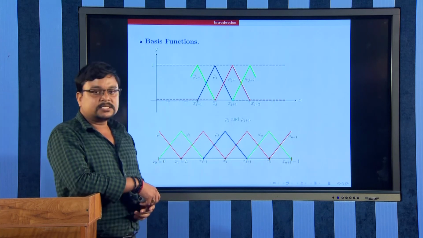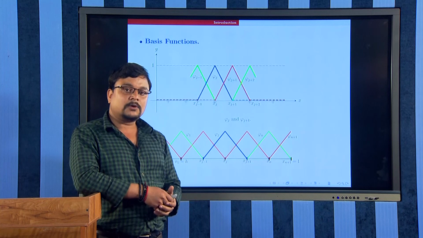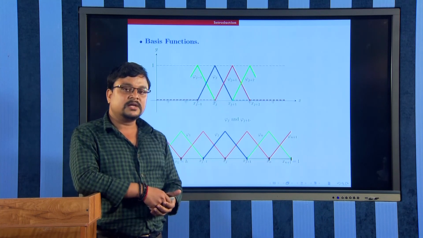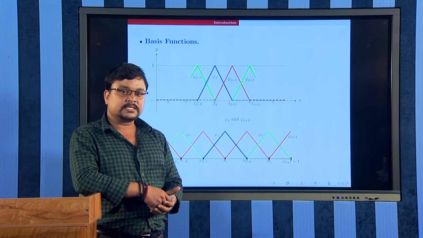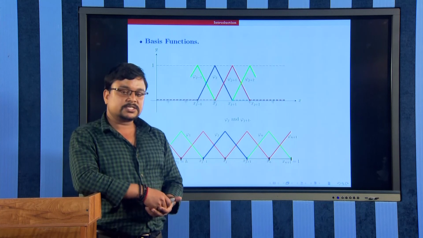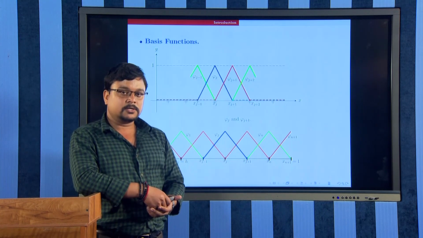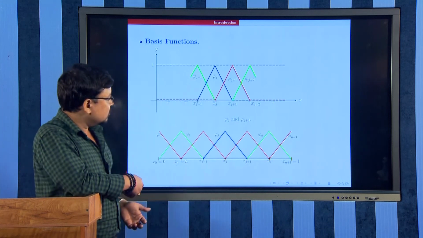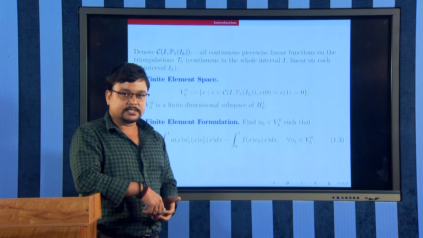In this session we saw how to construct the finite element space, how to write the finite element formulation for a model problem, and how to construct basis functions for a model problem. In the next session we will discuss the solving procedure, how to solve the finite element formulation equation. Thank you.